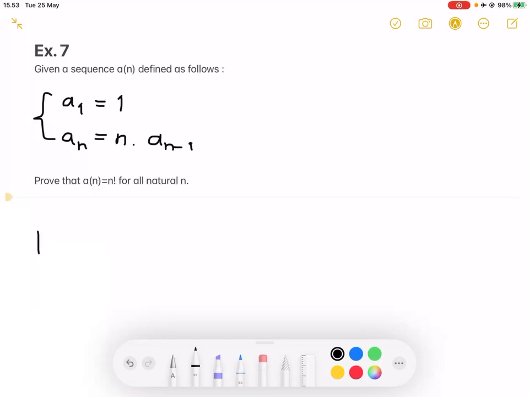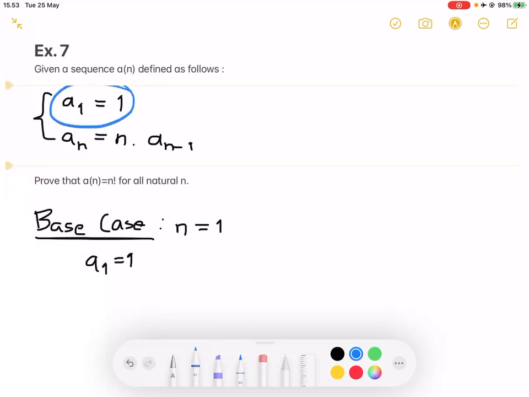So first of all, we're going to write the base case. Now the base case here will be the smallest possible domain for n, which is the smallest natural number, since it is defined for all natural numbers. So here we can set n is equal to 1 as our base case. So here we have a of 1 is equal to 1 based on our first definition, which is actually equal to 1 factorial if you notice. So the base case is true.